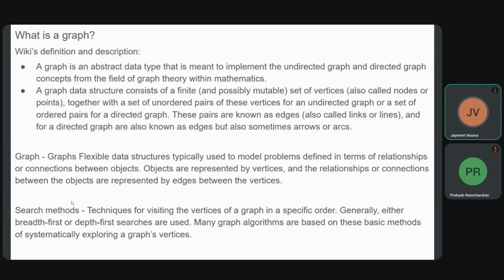Graphs are flexible data structures used to model problems defined in terms of relationships or connections between objects. Objects are vertices, and the relations between these objects are represented by the edges between these vertices. So how do we use graphs, or what are the methods to use them? This is what the search methods are used for. Search methods are techniques for visiting the vertices of a graph in a specific order. Generally, either breadth first or depth first searches are used. Many graph algorithms are based on these basic methods of systematically exploring a graph's vertices.